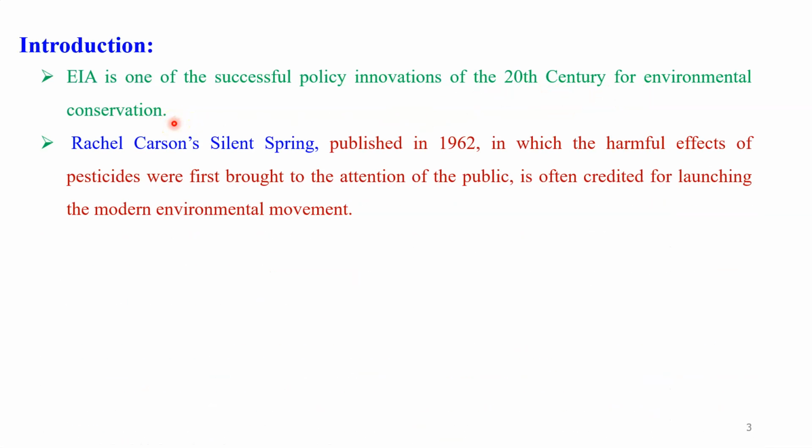Dear student, the information about the environmental impact assessment was first given by Rachel Carson when she published her very important book, The Silent Spring, in 1962 in America. In this book she wrote detailed information about the environmental impact assessment. It was first implemented in the USA, and later on it was also implemented in a number of countries in the world, even in India, but it was too late.